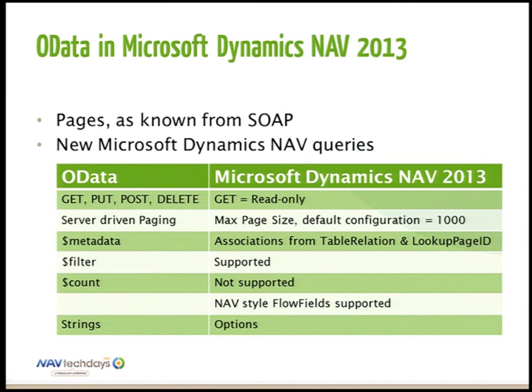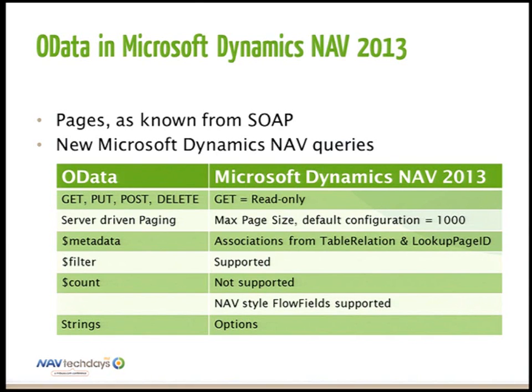There is server paging, so if you expose the G/L Entry table or something like that, you will not get a full set of data. You will have the possibility of paging this. Default is 1,000 records, but you can tweak that using the configuration, either the PowerShell cmdlets or the management tool.